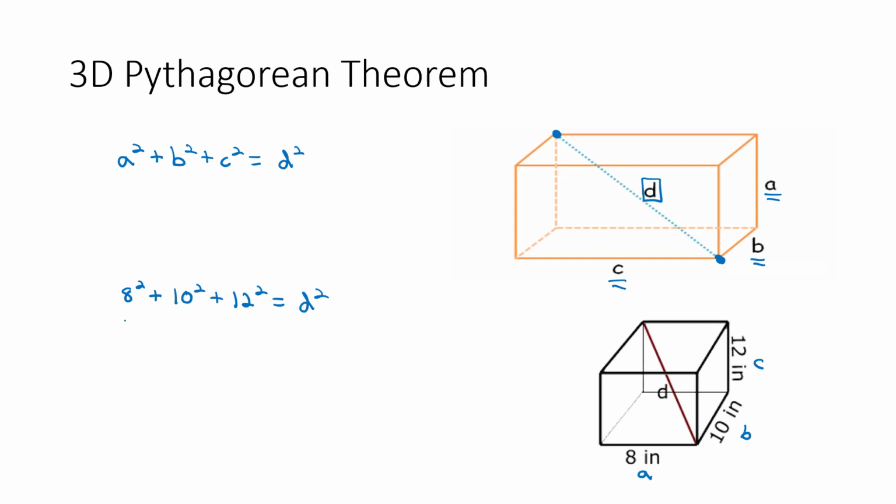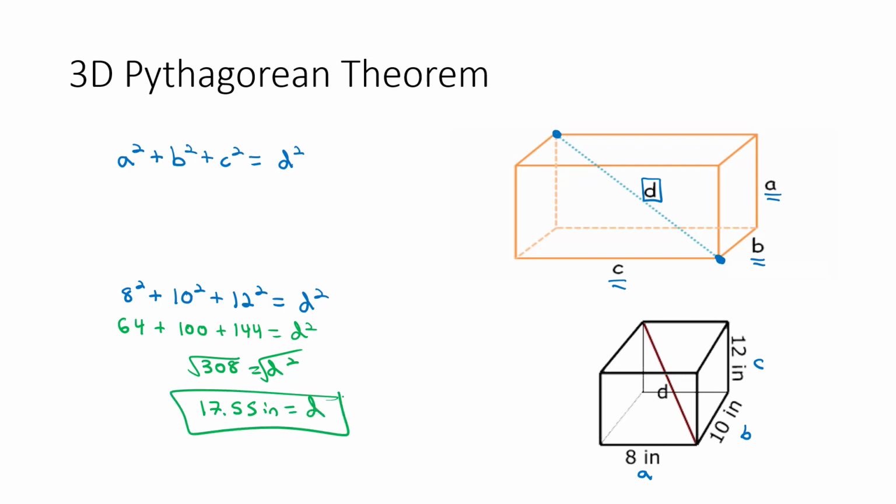And just like the Pythagorean theorem, we simplify exponents first. 64 plus 100 plus 144 is equal to d squared. Probably going to use a calculator to make sure I don't do the addition part wrong. So we've got 100 plus 64 plus 144 is 308, is equal to the distance squared. And then I just have to take the square root of 308, and it says the distance is 17.55 inches, is equal to that diagonal distance.